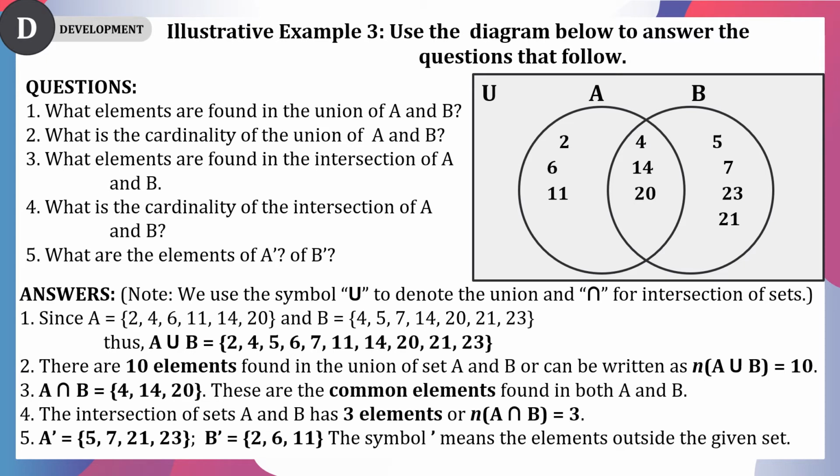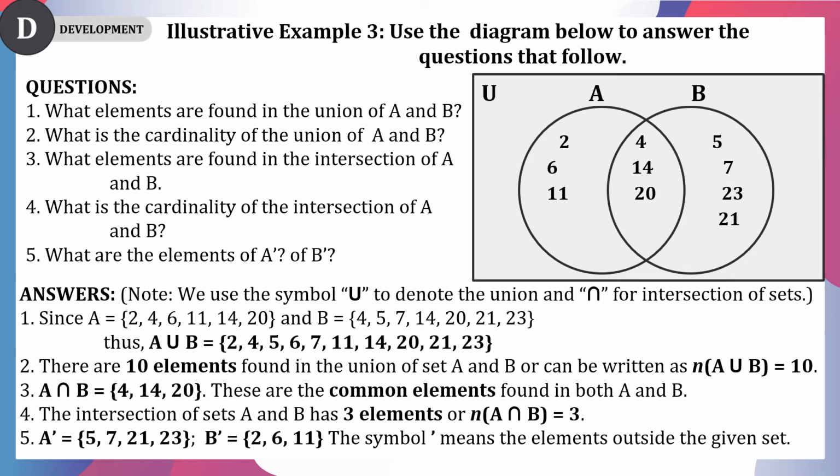Number 2 question. What is the cardinality of the union of A and B? Answer. There are 10 elements found in the union of set A and B, or can be written as n(A union B) is equal to 10. Cardinality is the number of elements present in the given set.